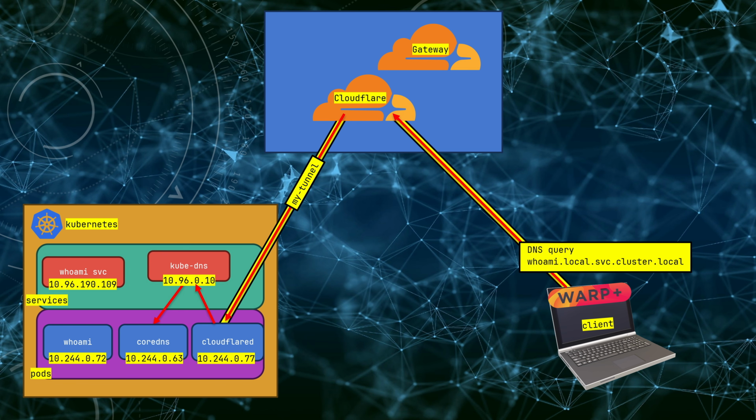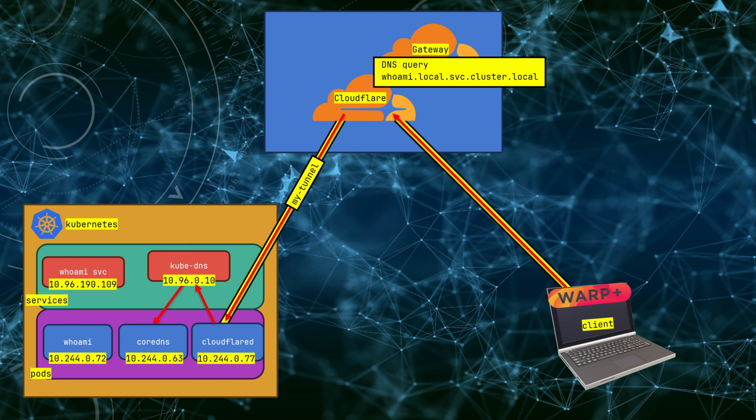How does it help? Watch the flow. It's pretty neat. Our Warp client sends a DNS query for whoami.default.svc.cluster.local to the Cloudflare gateway, because local domain fallback is off. The gateway sees the query, it checks its DNS policies first. That's because the query reached the gateway this time. Let's say the policy allows it.